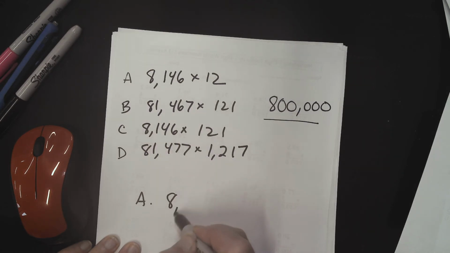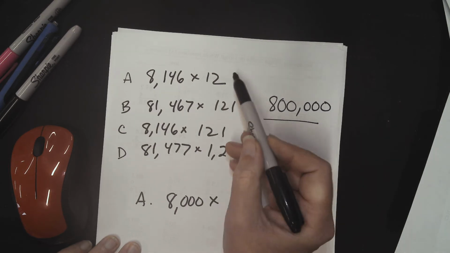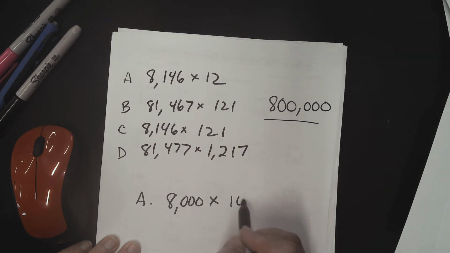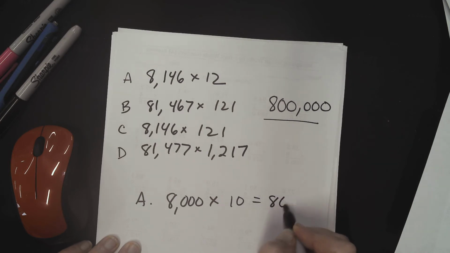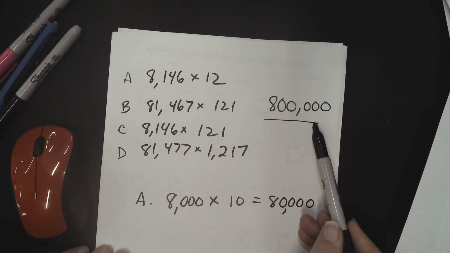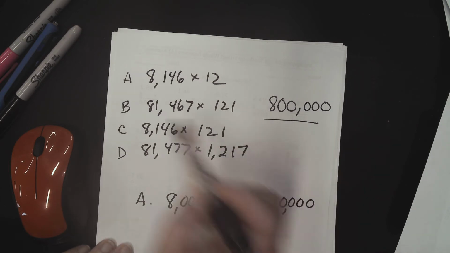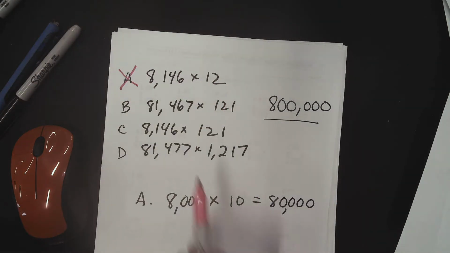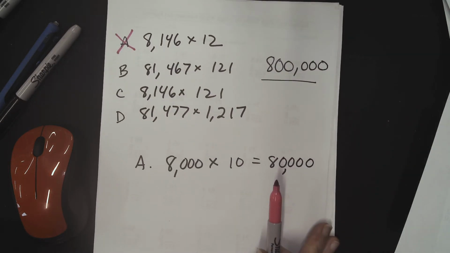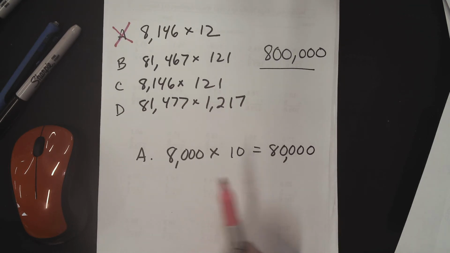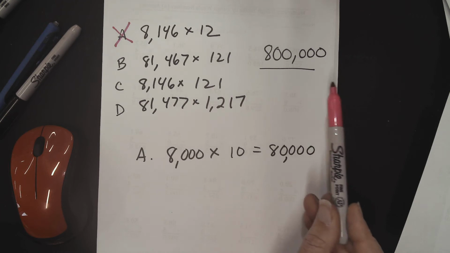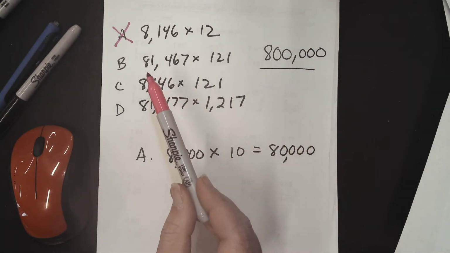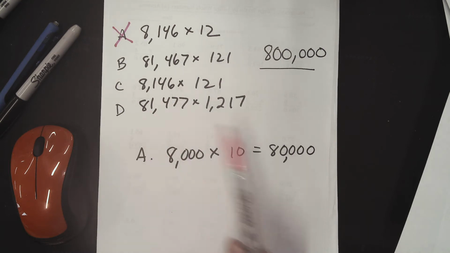8,000 times what? 10. 8,000 times 10 is 80,000. Is that my answer I'm shooting for? No. So is A the answer? No. You lose, A. Okay. Now you're going to do the same thing. You're going to estimate with the other problems and see which one is going to be close to or estimate to 800,000. So try B, try C, and try D.